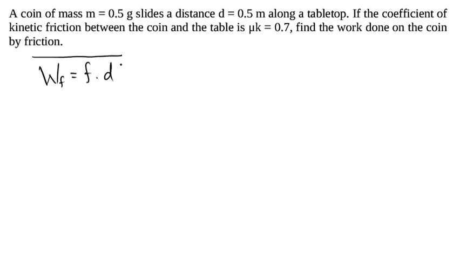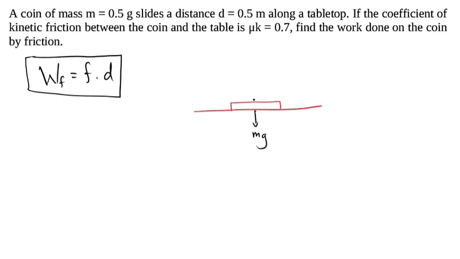Now we do not have the friction force here, but we have the mass. So we can first say you have an object, in this case a coin. Here's my coin. This coin has a mass, meaning it has a weight force mg, and another force acting on it, the normal force. These two forces are equal but opposite because the coin is sliding along the x-axis. This means that the normal force is equal to mg.